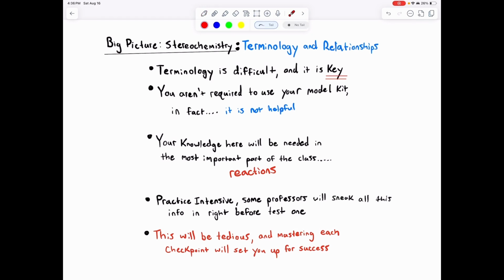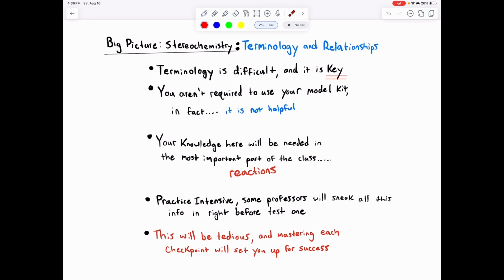Also, this section is incredibly practice intensive. Some professors are going to sneak this material in literally 2 or 3 days before the exam sometimes, which is absolutely insane. These videos are designed to make it targeted. If your professor does that, make your practice targeted and really dive into what matters and figure it out.